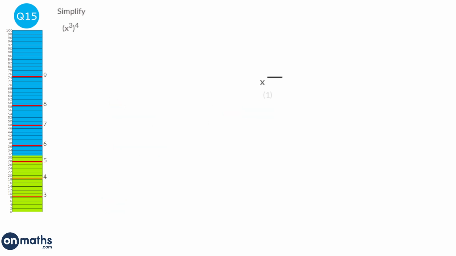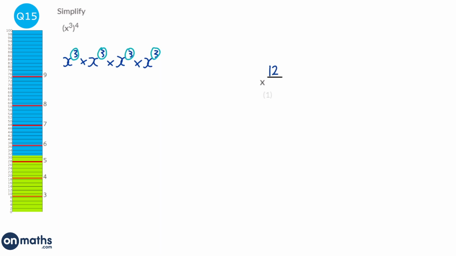When something gets to the power of 4, you times it by itself 4 times. So we're going to do that to the x cubed here. So we've got x cubed times x cubed times x cubed times x cubed. Now when two powers of the same base are multiplied together, you add the powers together. So here we're going to add the 3, the 3, the 3 and the 3. And that will give us x to the power of 12. Now there is a simple rule here that we can use.